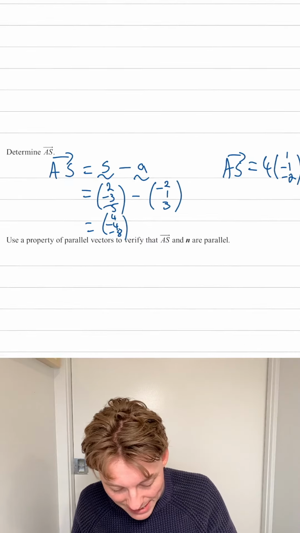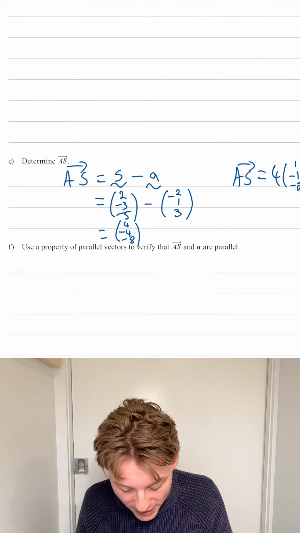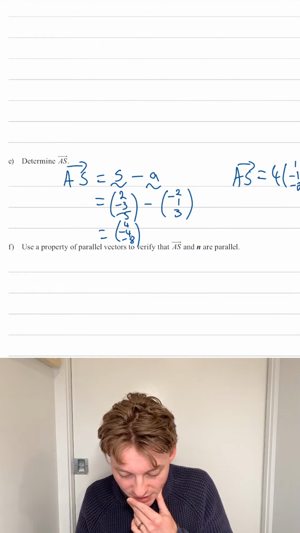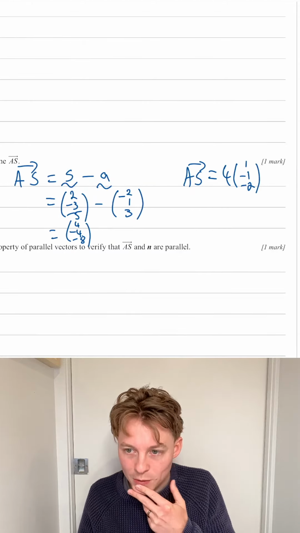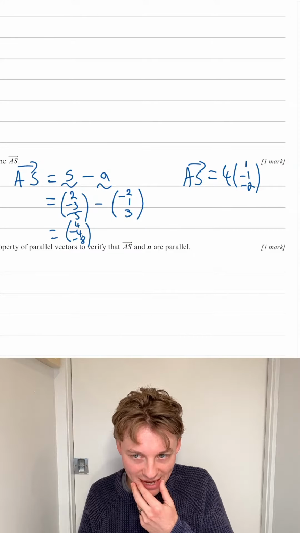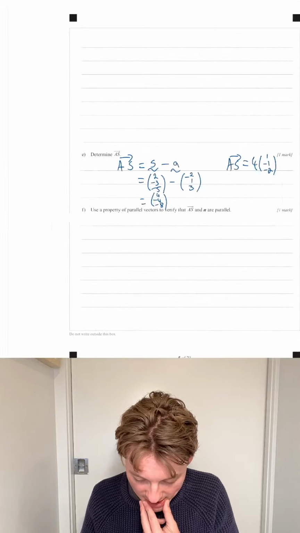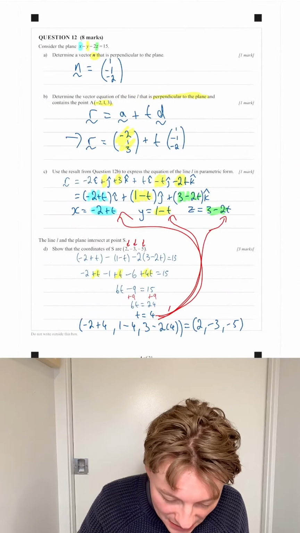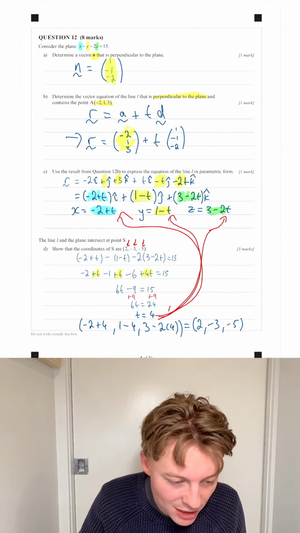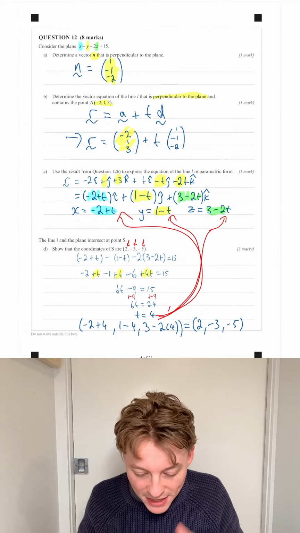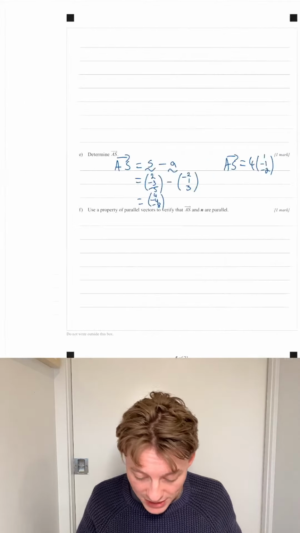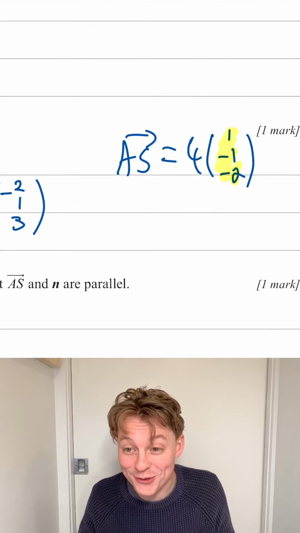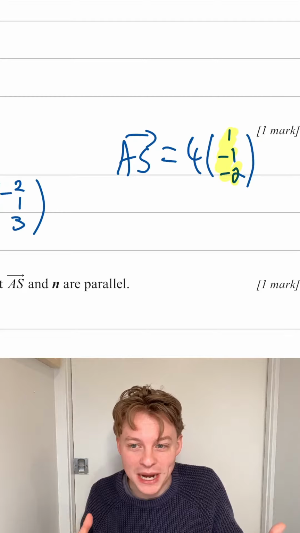Part B says, use a property of parallel vectors to verify AS and the normal vector are parallel. Well, I have pretty much done that in part A, right? You can see here, vector n, this is why it's good to take out common factors. You can see these things a little bit easier. Vector n is 1, minus 1, minus 2. When I take out a common factor, I get 1, minus 1, minus 2. So it's the same vector, scaled by a factor of 4.